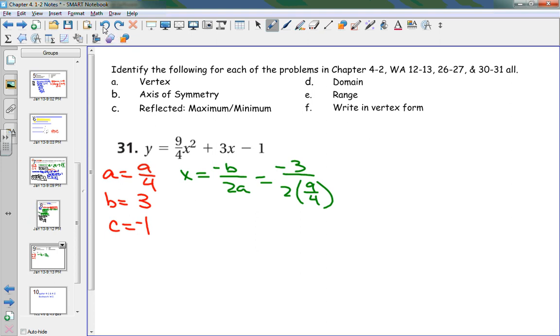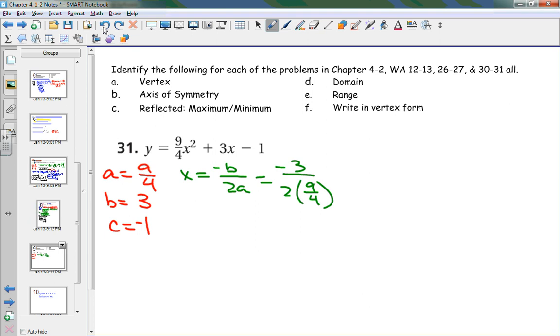Just want to do a quick little sidebar over here just to explain this. Negative 3 over 2 times 9/4. The 2 becomes a 1, the 4 becomes a 2, so I have negative 3 divided by 9 over 2. Negative 3 written horizontally is divided by 9 over 2. When you divide by a fraction, what are you actually doing? Multiplying by its reciprocal, which gives me 2 over 9. Put the 3 over 1, that gives me a negative 1, that gives me a positive 3 to give me negative 2/3.